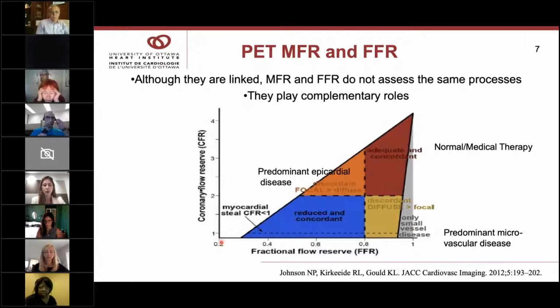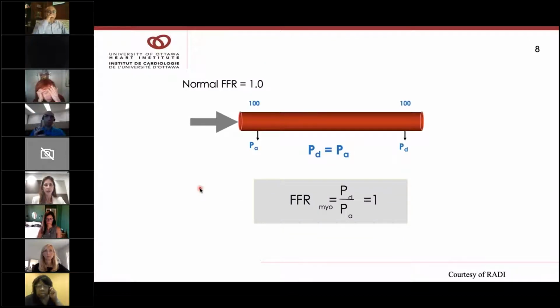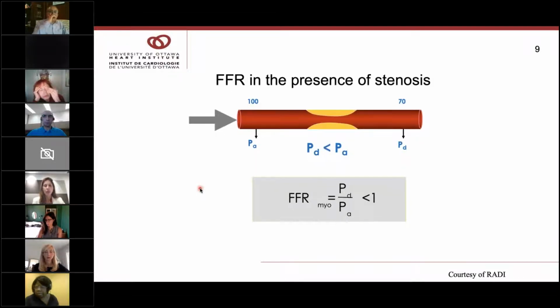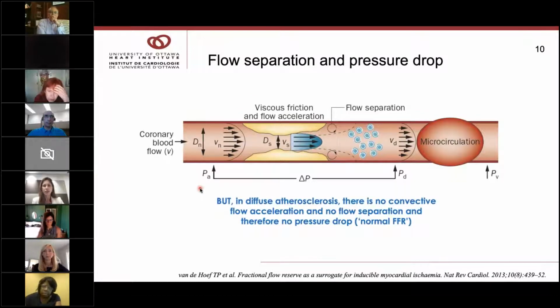And when you have abnormal MFR and normal FFR, we'll have predominantly microvascular disease. So this is just an example of an epicardial vessel with normal flow and normal pressure, and FFR will be normal, at 1. When you have a focal stenosis, the pressure distal to the lesion will drop, and when it's below 0.8, you will have an abnormal FFR. And this is mainly due to flow separation and convective flow acceleration after the lesion. And then you'll have a drop in pressure.